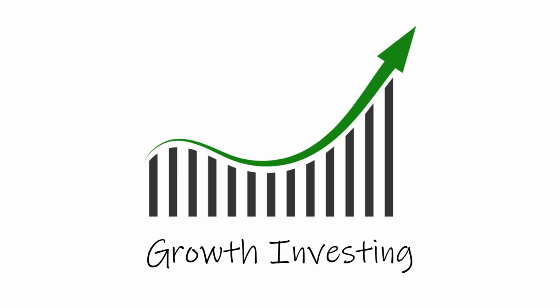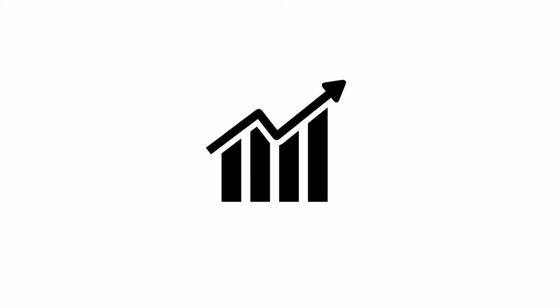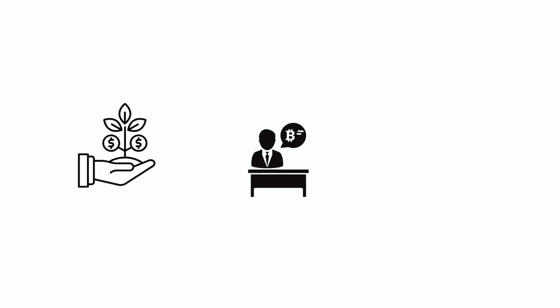Growth investing. This is when you buy stocks in companies that are growing their profits faster than most other companies. Technical analysis. This is when you look at charts and patterns to try to guess which way a stock price will go next. Fundamental analysis. This is when you study everything about a company to decide if it's a good investment. You look at their money, their bosses, and their competition.